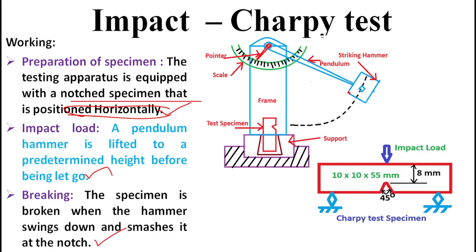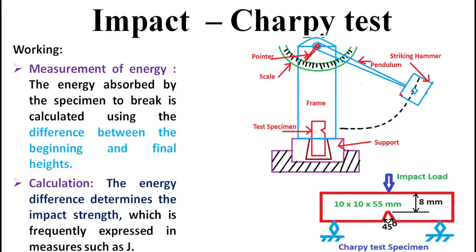After the breaking, we want to measure the energy of the specimen. So we want to find the energy needed to break the specimen. It is calculated using the difference between the beginning and the final height. That difference is called the amount of energy absorbed. The energy is mainly measured in joules. Okay, thank you.